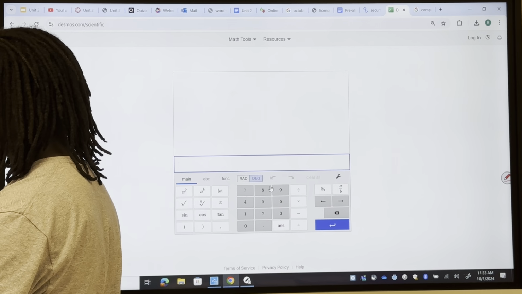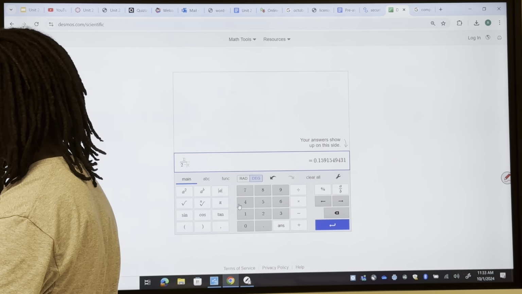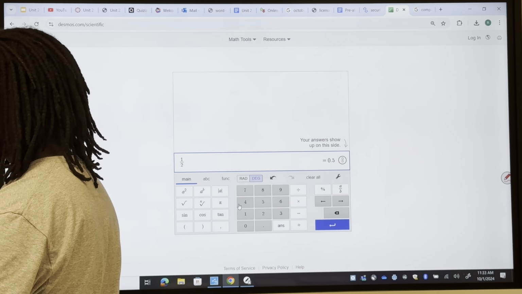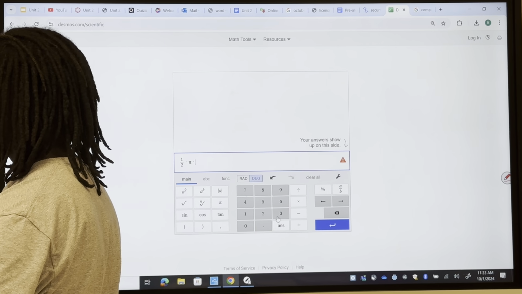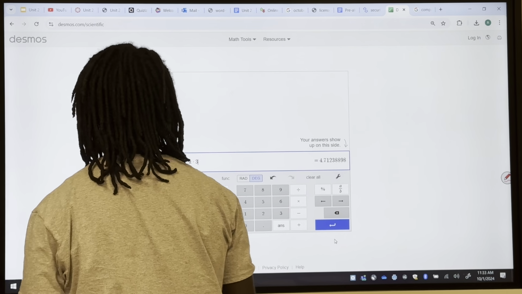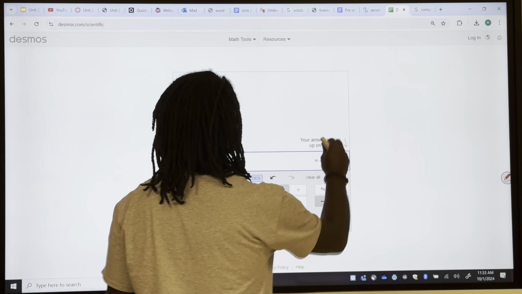So let's do 1/2 times pi, and then times 3. And that gives me 4.71. Sorry.